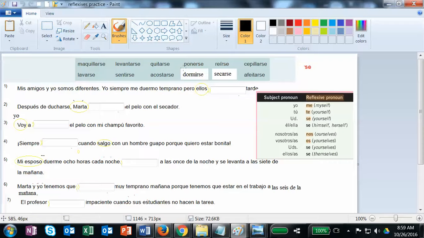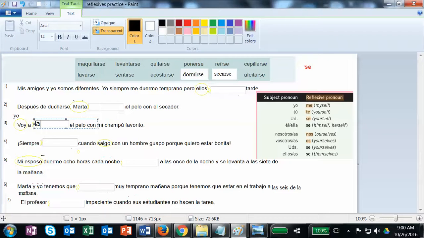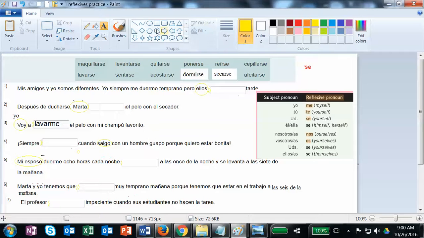Okay, I only have a few more minutes. So just to show you an example where you could leave it attached, here: "Voy a lavar el pelo con mi champú favorito." We're probably going to use lavarse. So I write lavar. I'm going to leave it lavar because this is "I'm going to wash." But since it's I, even though I need to attach my pronoun, I'm going to change my pronoun to me because my pronoun has to match that subject.